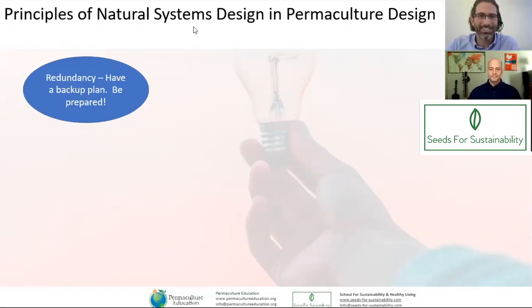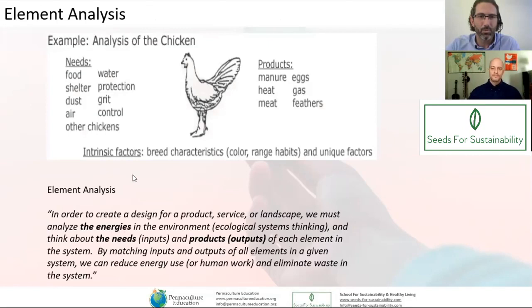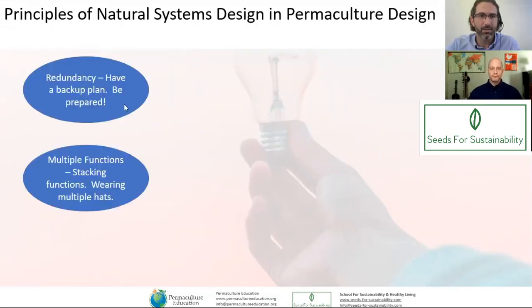So now I can go to the next principle. Multiple functions. We call it stacking functions, or wearing multiple hats. Every element in the design will have more than one function. Ideally, it has three. So if you're putting these elements together, each element should perform a range of functions.